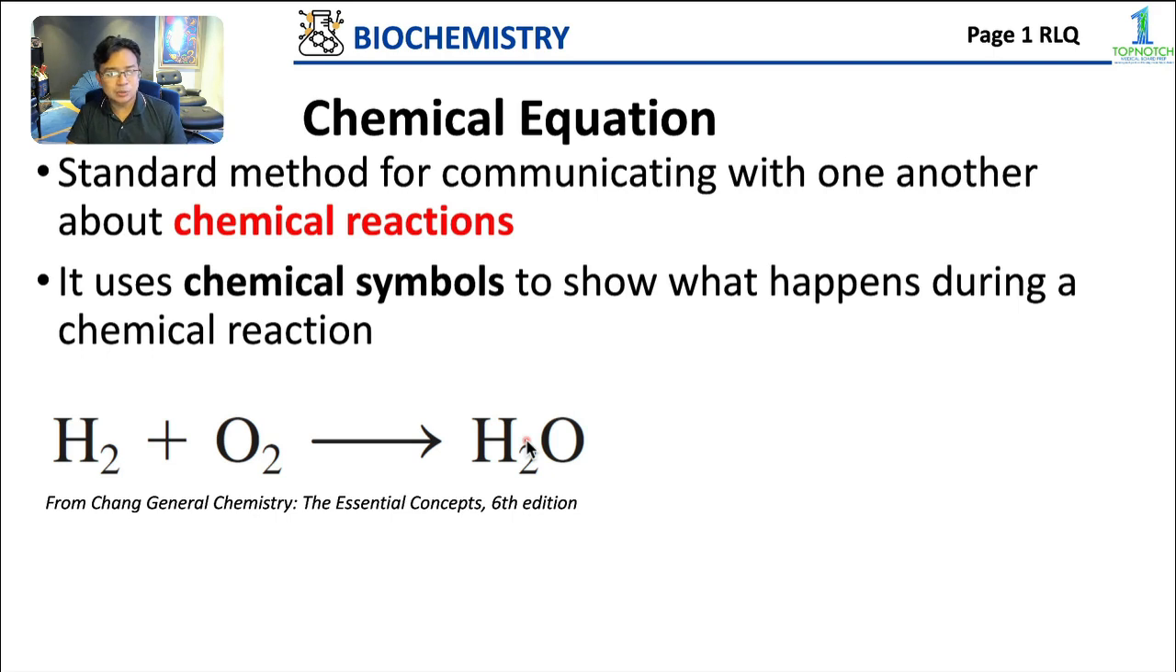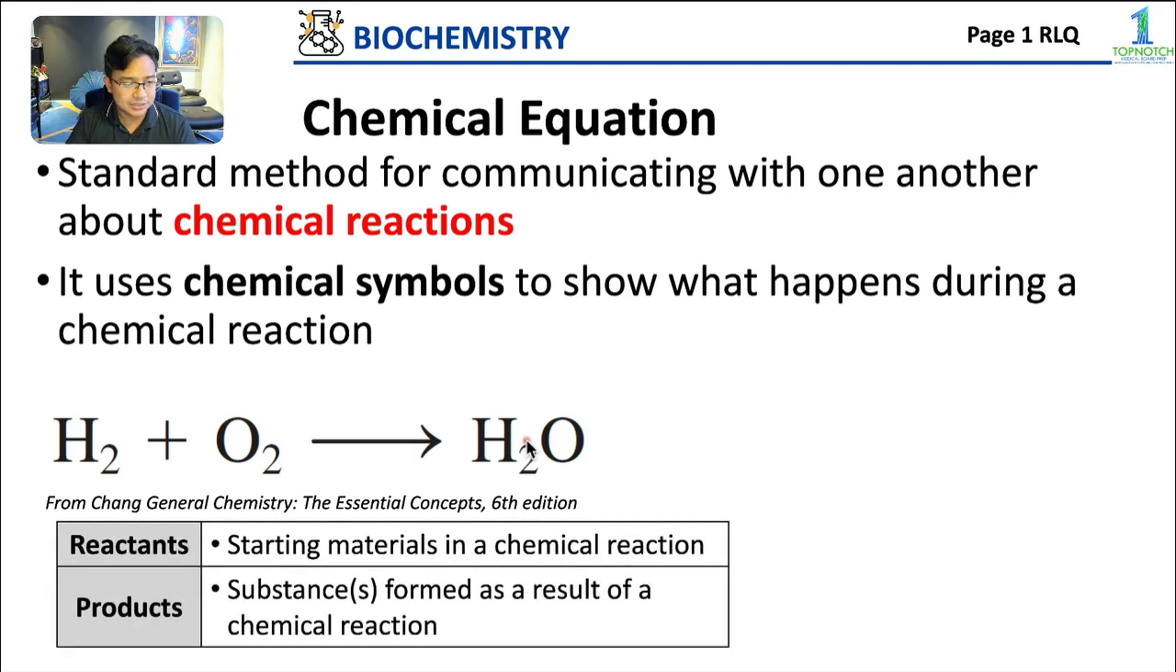Now, there's a difference between your reactants and products. Reactants are the starting materials of a chemical reaction, and they are found on the tail side of your arrow sign, while products are substances formed as a result of your chemical reaction. They are found on the arrowhead side of your arrow sign.